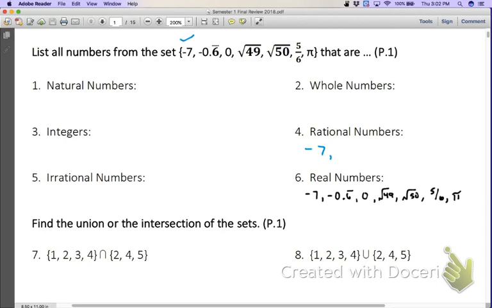Does -0.6 repeat or terminate? Yeah, it's repeating. That's what that little bar across the top means. So 0.6 repeating, we got that one taken care of. Does 0 repeat or terminate? Huh? What? No, because it repeats. Anything with rational is going to repeat.